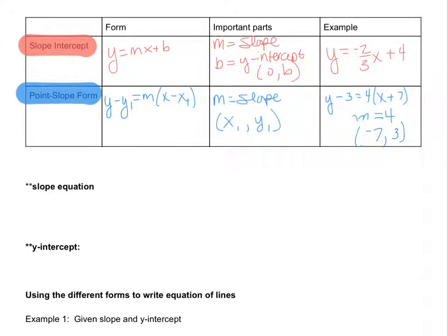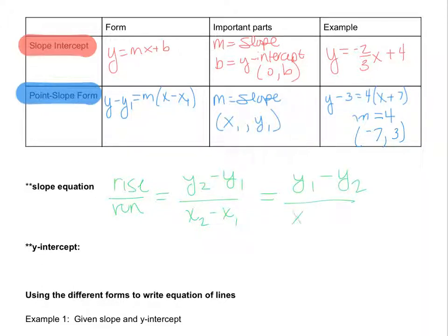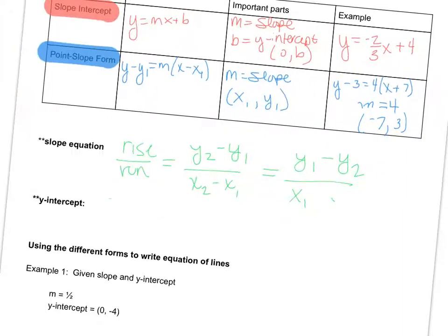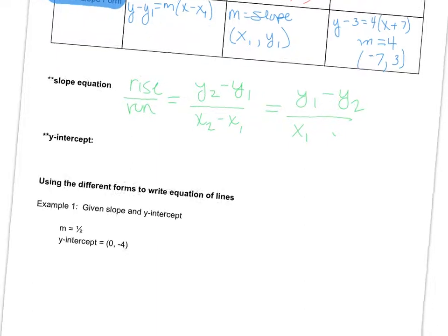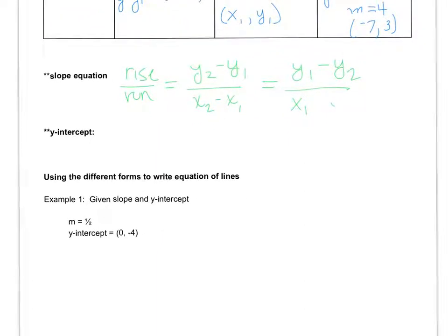Some other important things that we've talked about in this chapter are the slope equation. Again, just to remind you, that is the rise over the run. Or we can do y sub 2 minus y sub 1 over x sub 2 minus x sub 1. Or we can do y sub 1 minus y sub 2 over x sub 1 minus x sub 2.